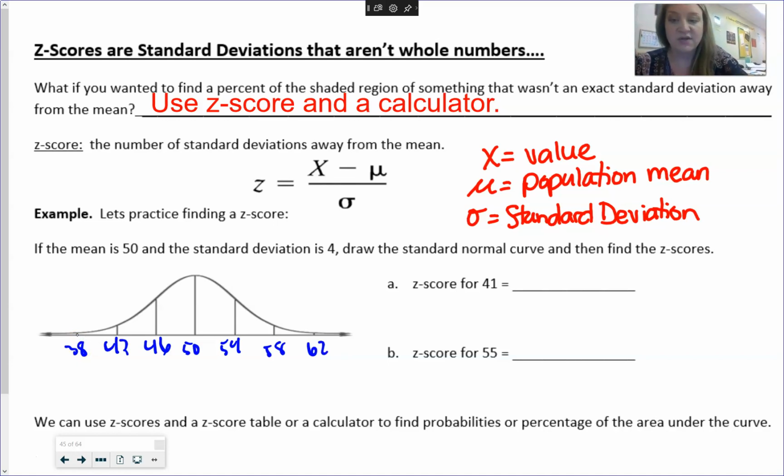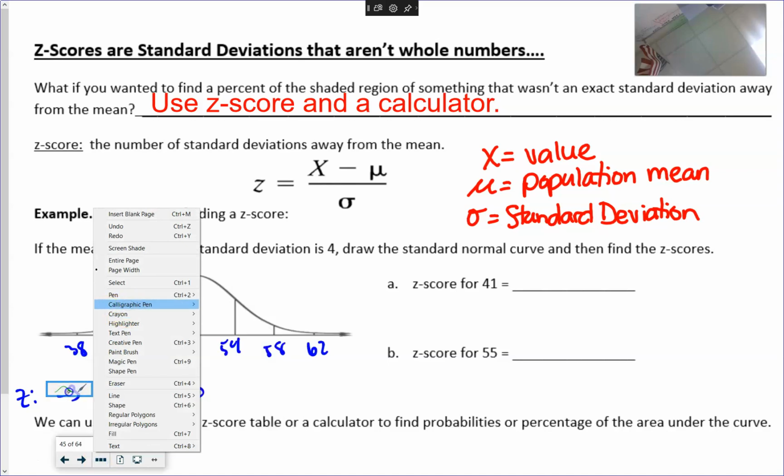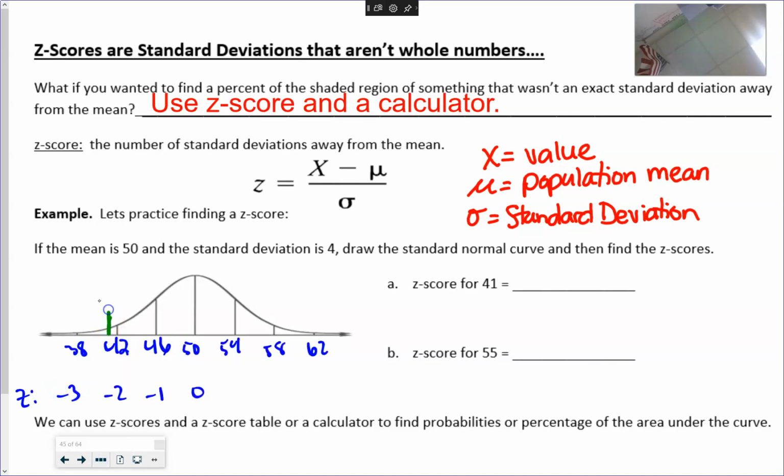Okay, so what is the z-score for 41? For 41, that is not labeled on here. This z-score is 0, this is -1, -2, and -3. These are z-scores, and 41 is not labeled. We know it's going to be in between -3 and -2. It's going to be in there somewhere, but we're not sure exactly where. Here's 41. That z-score is going to be in between -2 and -3. So how are we going to do it?